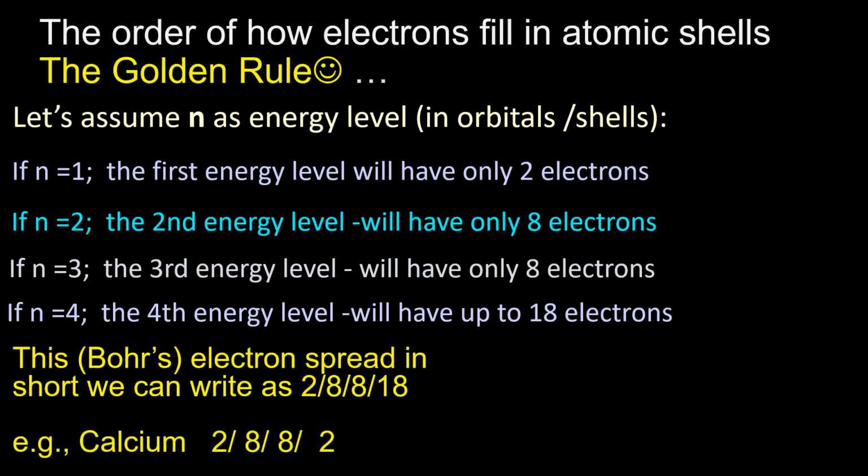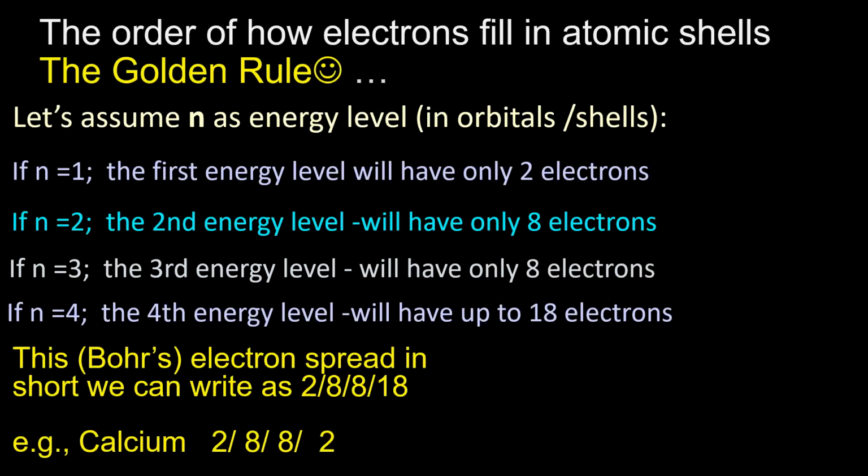Calcium has 20 electrons; the atomic number is 20. So let's see how the electrons are spread among these shells. Of course, when we follow the golden rule, the shell closest to the nucleus will have 2 electrons, right? You write 2, then you put a comma or a forward slash. The next shell will have 8.